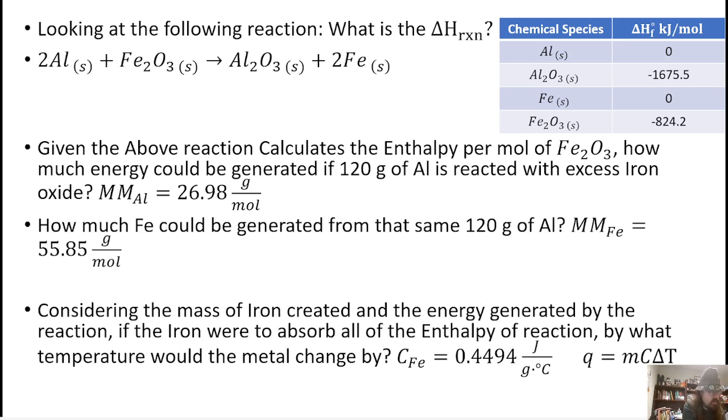To do this, the enthalpy of reaction, you need the enthalpy of your reactants and the enthalpy of your products, and that is conveniently provided for us in the table beside us. Let's go to the doc cam so we can solve this.